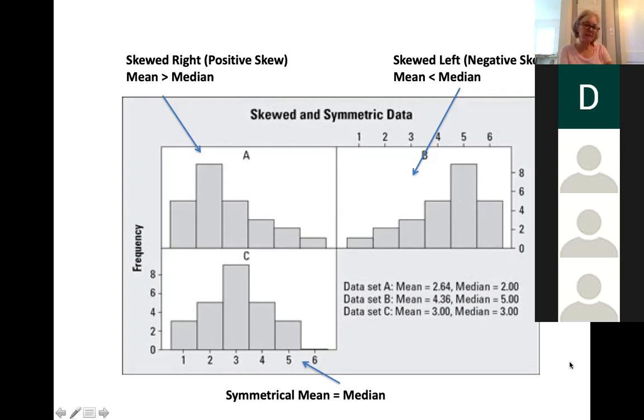Questions on that? It's really counterintuitive. Sometimes people think that because the peak is on the left, this is skewed to the left. It's not where the peak is. It's where the majority of the data is. Skewed to the right, majority of the data on the right. Skewed to the left, majority of the data on the left. Symmetry, no difference.